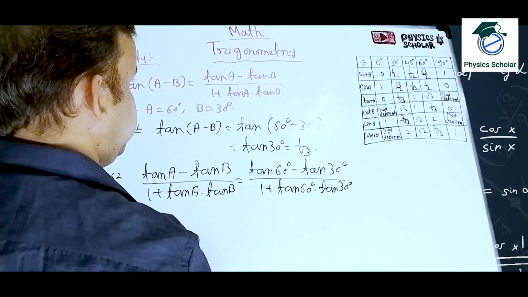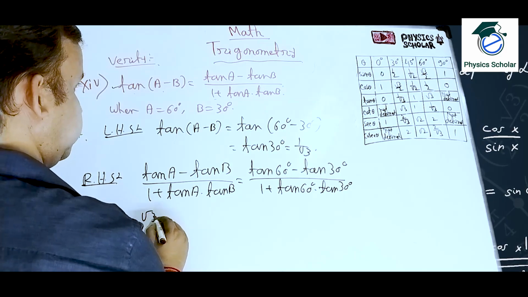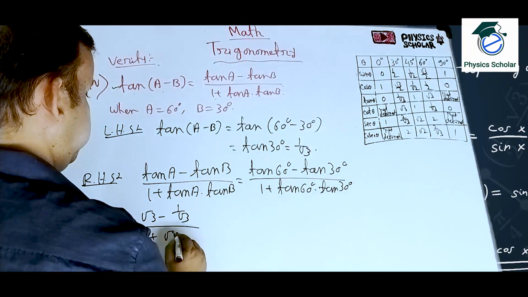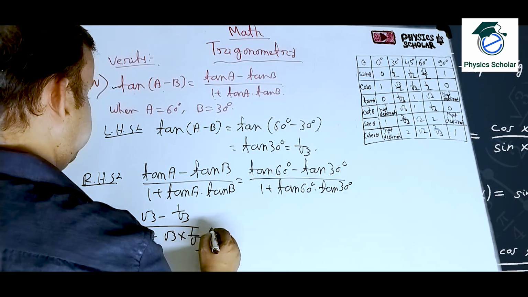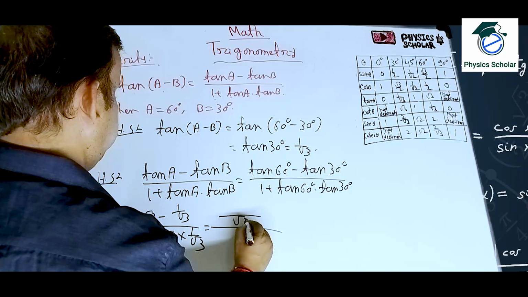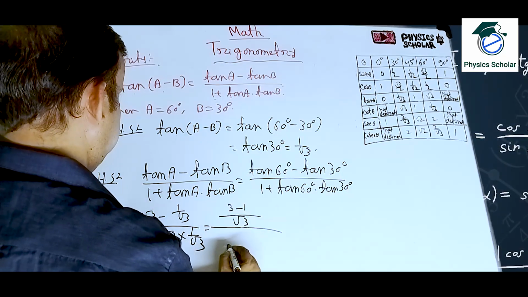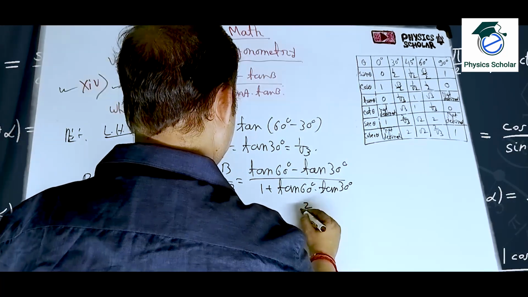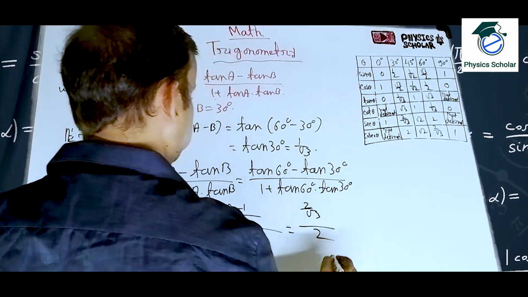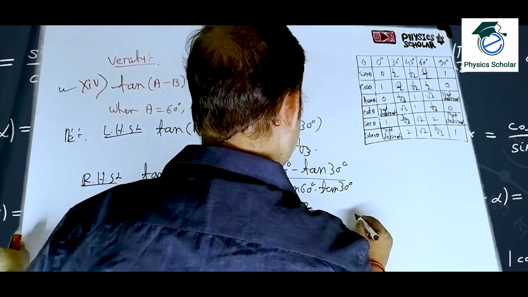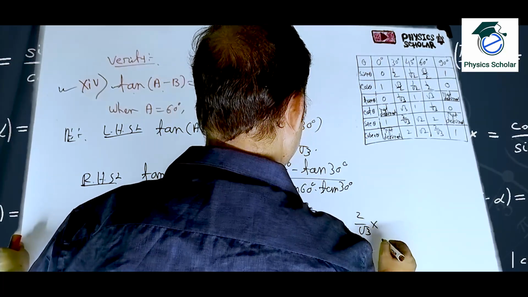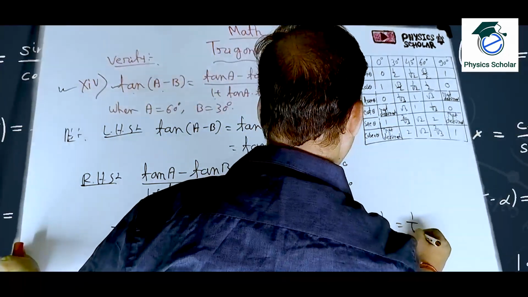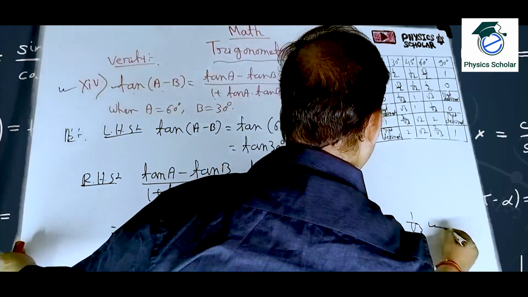So what is the value of tan 60? Tan 60 value is root 3, minus 1 by root 3, divided by 1 plus root 3 into 1 by root 3. Okay, so root 3 will be the LCM. So 3 minus 1 divided by this will be cancelled. So 1 plus 1 is equal to 2 by root 3 divided by 2. Clear? So 2 by root 3 into 1 by 2, this will be cancelled. That means 1 by root 3. So see, this is 1 by root 3, this is also 1 by root 3.